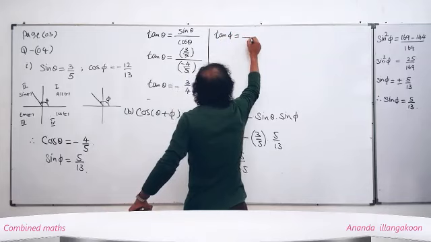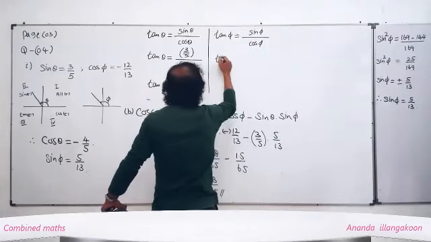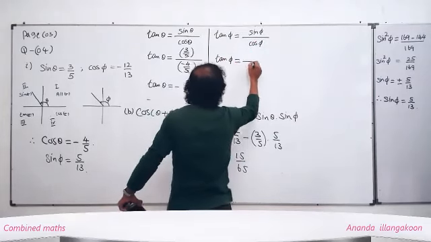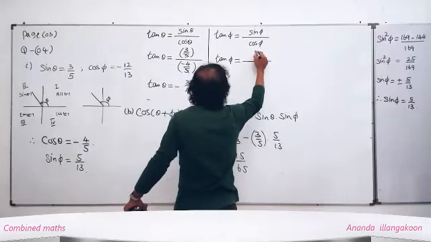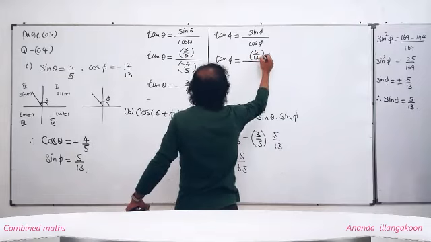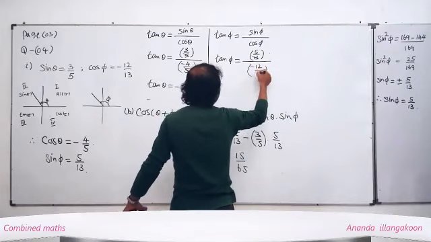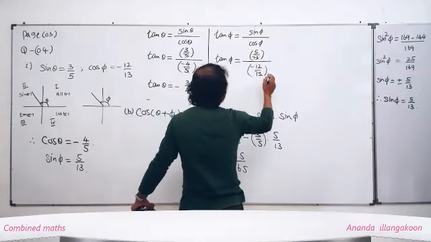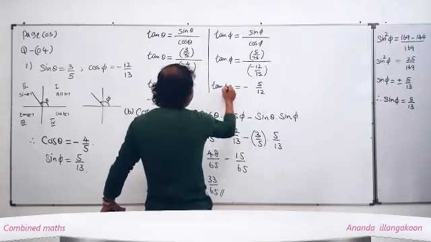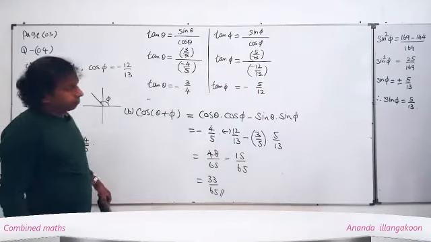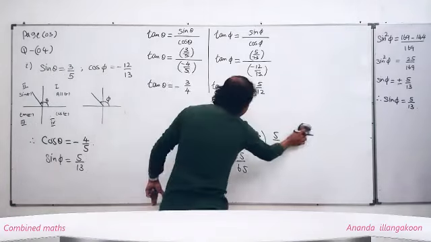Tan phi is nothing but sin phi divided by cos phi. Then tan phi is equal to sin phi, which is 5 by 13, and cos phi is minus 12 by 13. Here also this 13 and this 13 you can cancel down. Here plus, here minus. Then we get minus 5 by 12. This is tan phi. Now come to part C. Tan theta minus 5 asking.